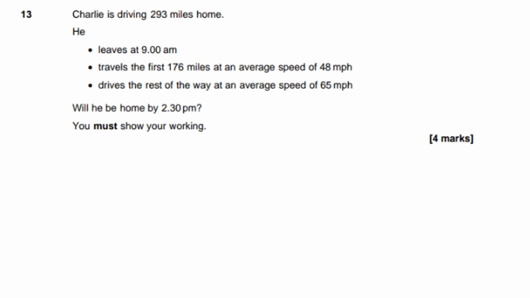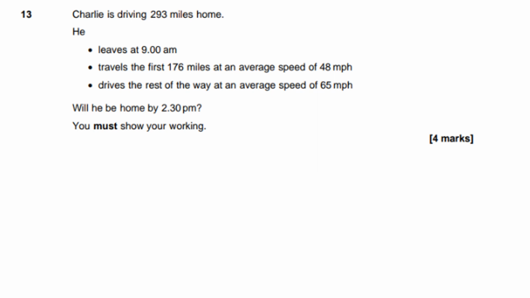Question 13. Charlie's driving 293 miles home. He leaves at 9 AM, travels the first 176 miles at an average speed of 48 miles per hour, and drives the rest of the way at an average speed of 65 miles per hour. Will he be home by 2:30 PM? You must show your working out.